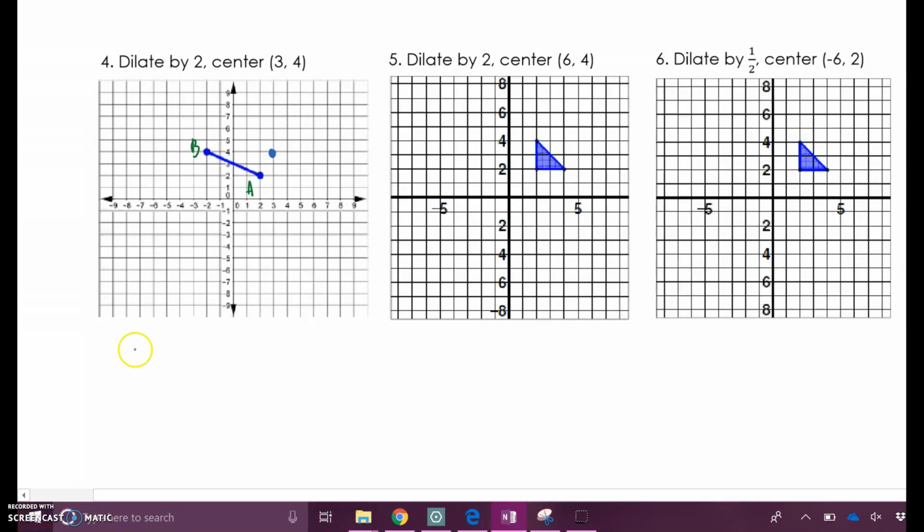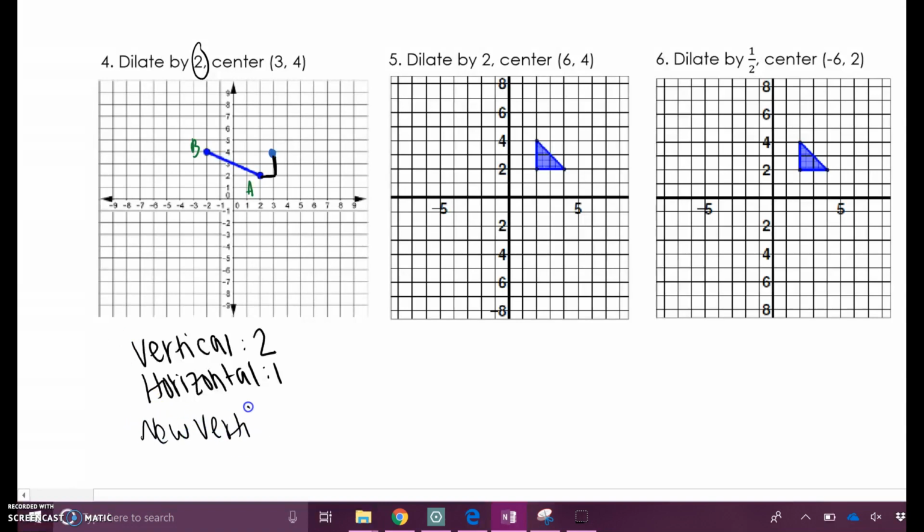We can see that our vertical distance from the center of dilation to our point is 2. And our horizontal distance is just 1. Again, we're referencing 2 and 1 right here. Since we know our scale factor is 2, we're going to be dilating that by 2. We know that our new vertical distance is going to increase to 4, because we're going to do 2 times 2 to make 4. Our new horizontal distance is going to be 2 times 1, which is going to give us 2.